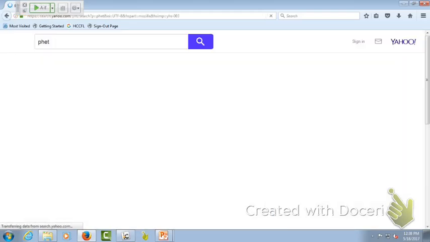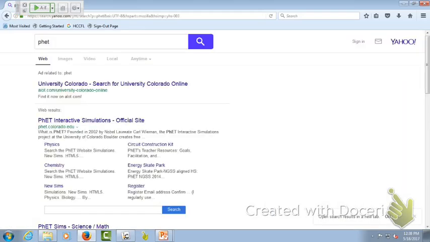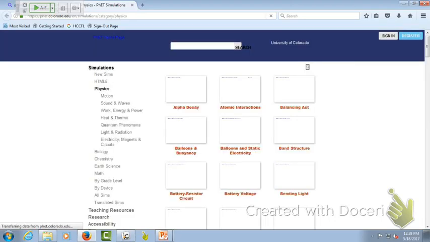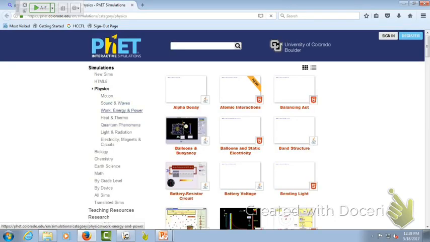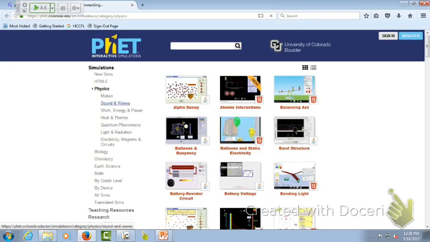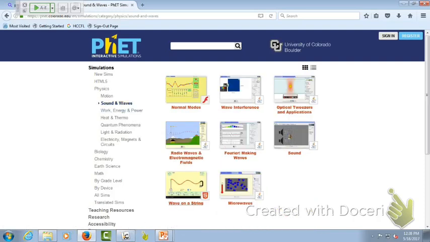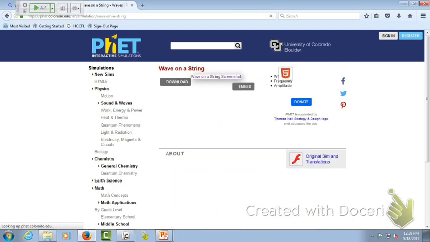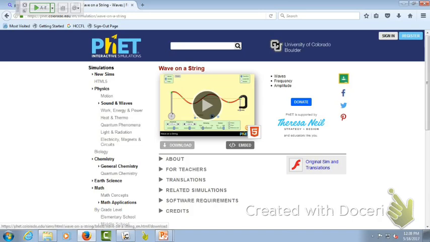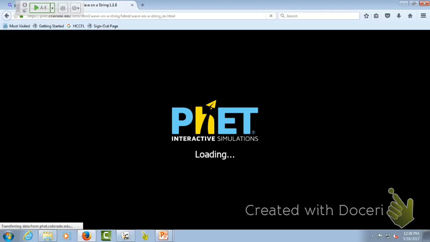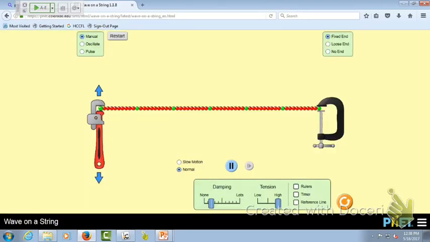And it's the University of Colorado, and you have physics simulations. You also, by the way, have chemistry for when you're doing chemistry, and circuit construction, and energy skate park, and all this kind of stuff. And it's free. If you look at the physics, we can have sound and waves. So we're in sound and waves, and the classic one is this. I'm going to click on that, and I don't want to download it, I'm just going to make it bigger. And so we have one of these.